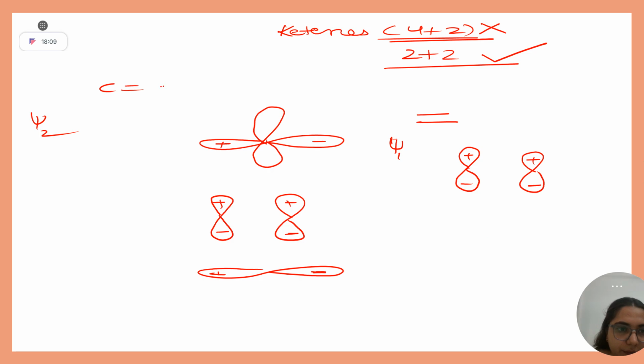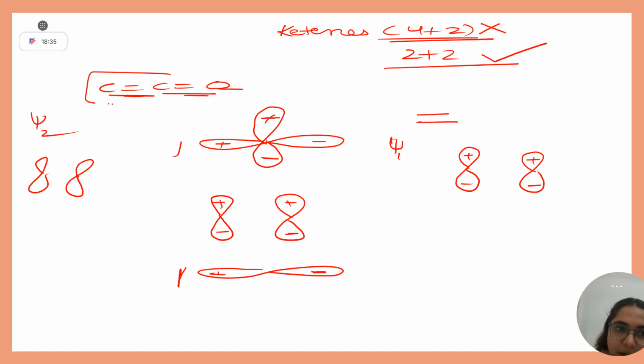Students, why am I making it like this? Because you understood by this convention that this pi bond and this pi bond are perpendicular, right? So I have drawn it like this. These are your pi bonds of C double bond C, and these are your pi bonds of CO. But we are only concerned about CC.